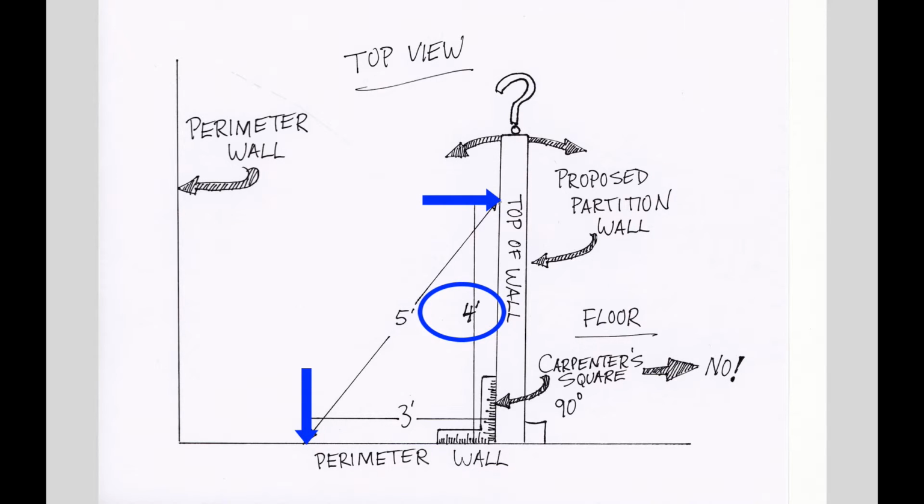Now, when the wall is positioned, when you move it from side to side, move the end from side to side, when the wall is in such a position that it is 5 feet from this spot down here up to this spot up here, measured diagonally, then you can be sure your wall overall is square to the perimeter wall. So the partition wall will be square, and that's good.